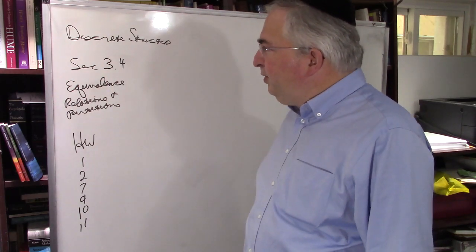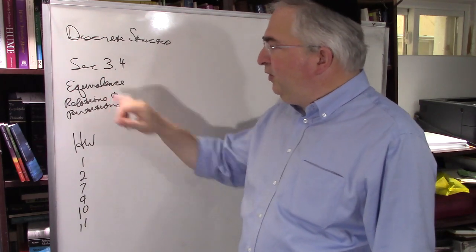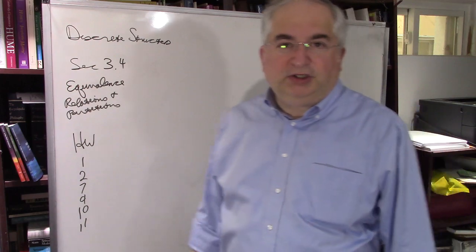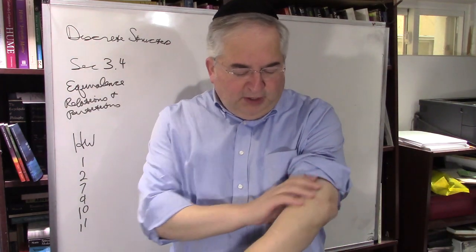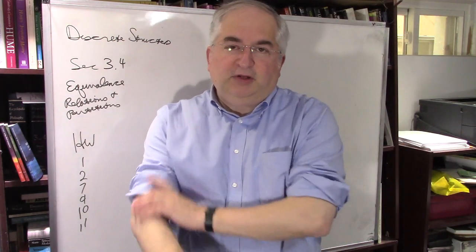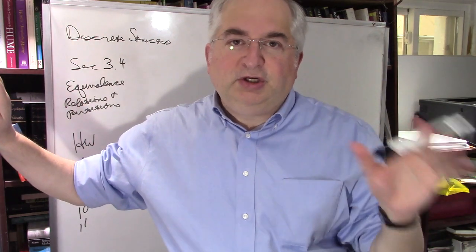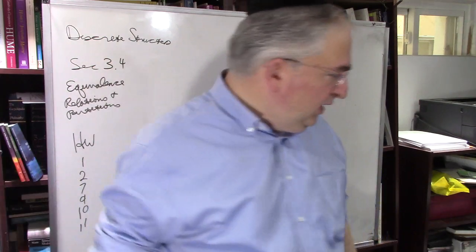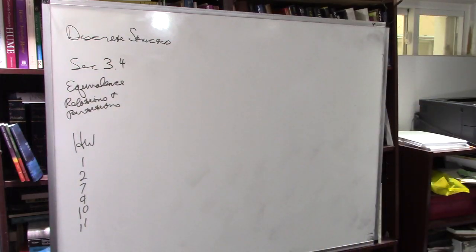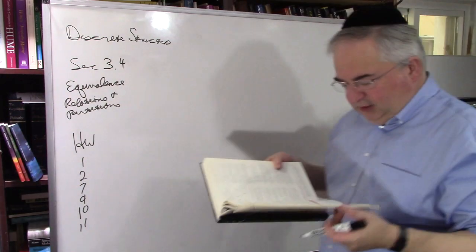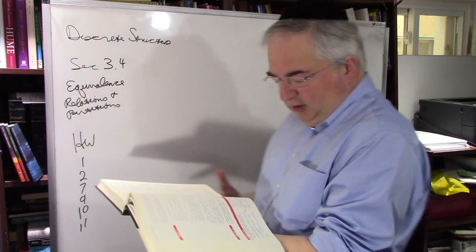We're up to section 3.4, the homework for section 3.4, equivalence relations and partitions. So we go through a lot of different relations and we show that they're either equivalence relations or they're not equivalence relations, and then we look at what partition that corresponds to. Okay, it's pretty quick. A lot of it is reading.